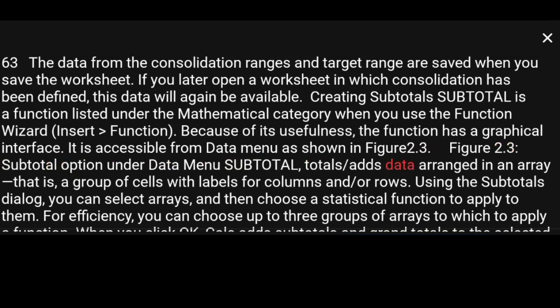Subtotal totals adds data arranged in an array, that is, a group of cells with labels for columns and/or rows. Using the Subtotals dialog, you can select arrays, and then choose a statistical function to apply to them. For efficiency, you can choose up to 3 groups of arrays to which to apply a function. When you click OK, Calc adds subtotals and grand totals to the selected arrays, using the Result and Result2 cell styles for them. Steps to insert subtotal values into a sheet. 1. Ensure that the columns have labels. 2.